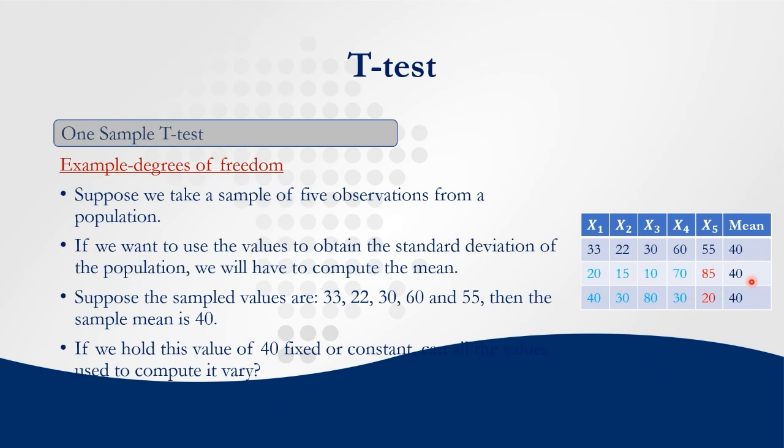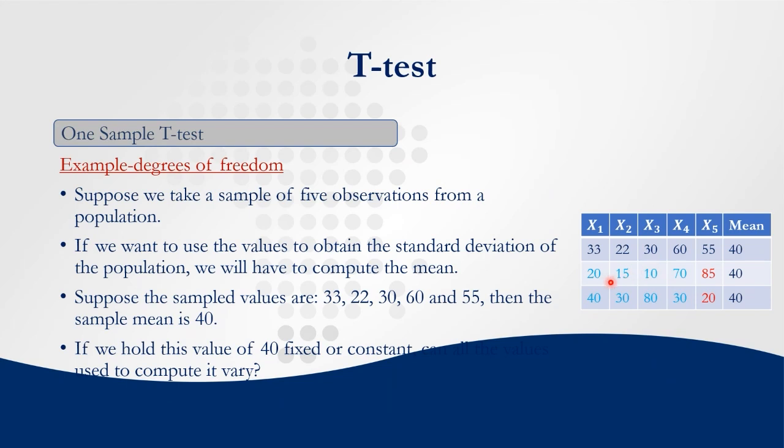So that's what we mean, that here you can change n minus 1 of the observations. Those ones you can vary, but there is one observation that you cannot vary. So that's why we say the degrees of freedom will be n minus 1. So we can vary n minus 1 values.